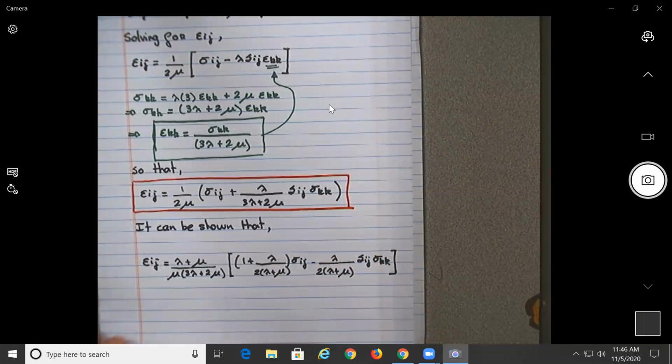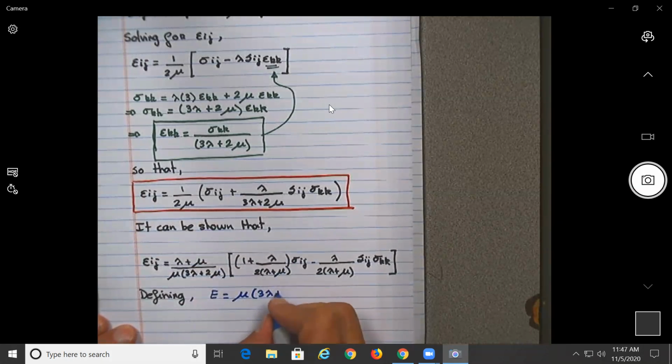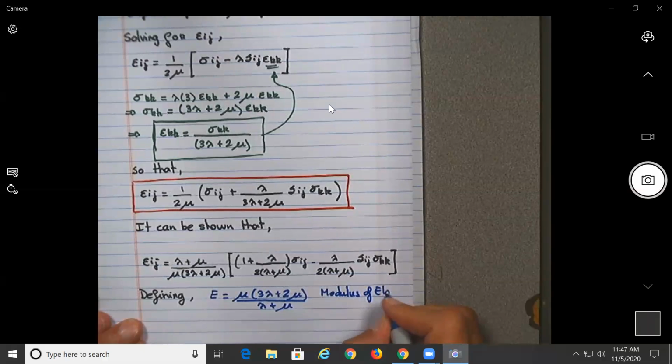Okay, so now we get where I wanted to go. So defining, now all this stuff will make more sense. Defining E, which should be what? The Young's modulus, no? The modulus of elasticity is equal to mu of 3 lambda plus 2 mu divided by lambda plus mu, which is known as the Young's modulus of elasticity.